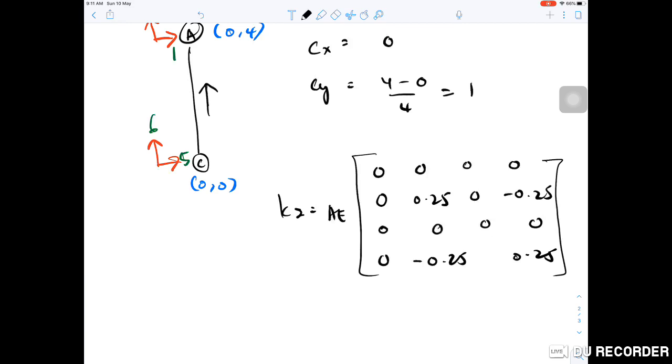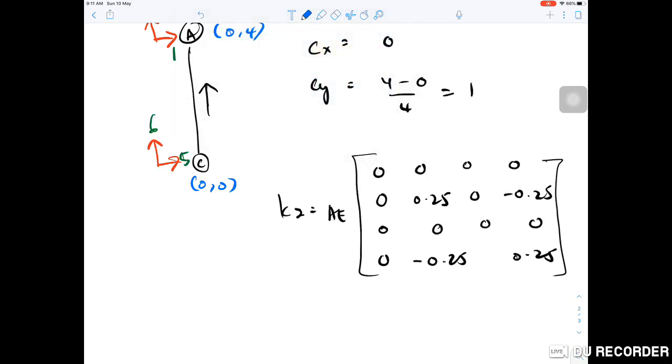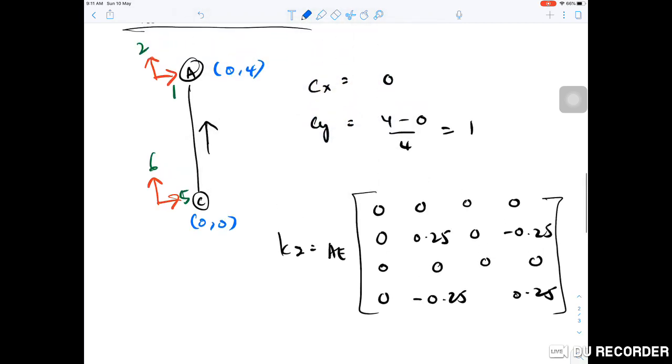What is most important is the label. The label starts from near. So it is 5, 6, 1, 2.